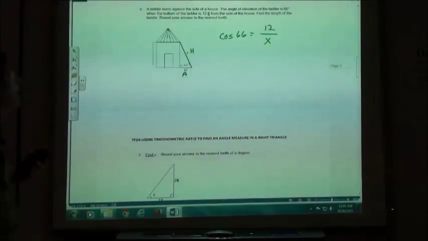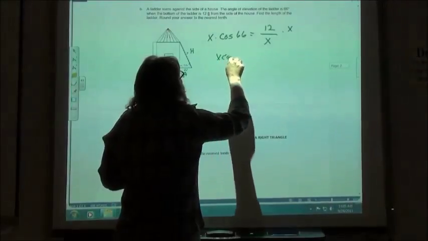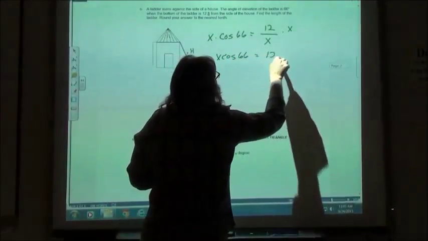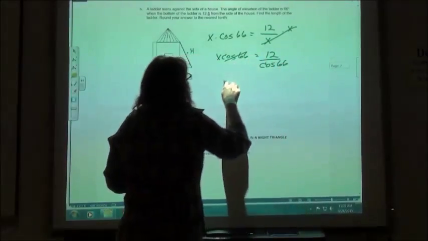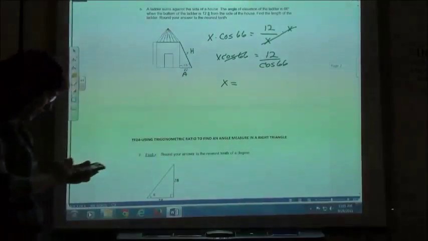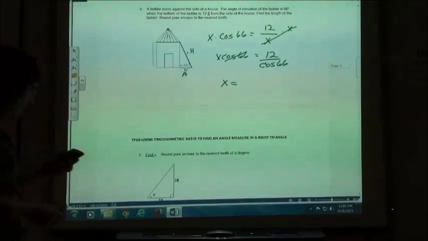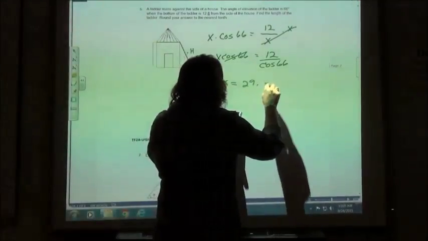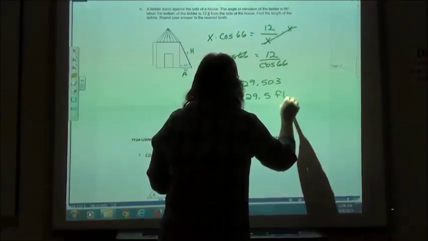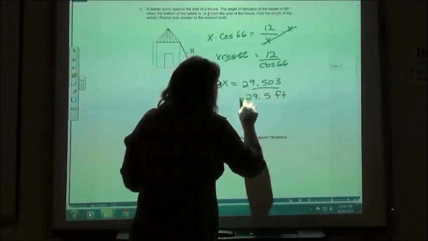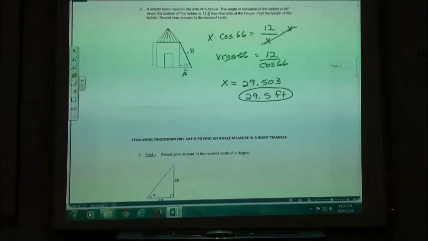Again, they gave us the x in the bottom of the fraction. So we're going to multiply by the x. x cosine of 66 equals 12 then. And then we divide by the cosine of 66. So 12 divided by the cosine of 66 gives me 29.503. Rounding to the nearest tenth, we'd have 29.5, and again we were in feet, and so the length of my ladder is going to be 29.5 feet.